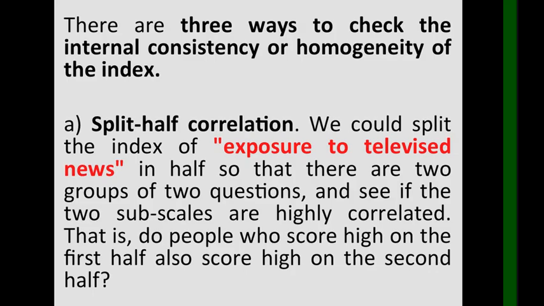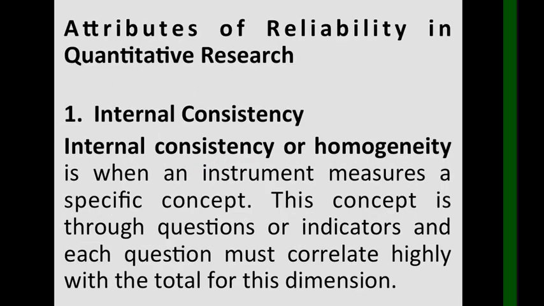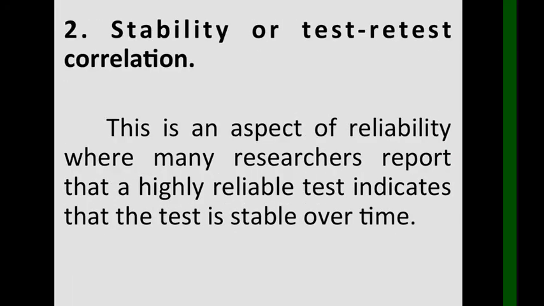Ngayon, ano yon? Ito yung tinatawag na KR20 at saka KR21, Kuder-Richardson 20 tsaka Kuder-Richardson 21 para ma-determine yung reliability or ng internal consistency or homogeneity of index of a specific research instrument. Okay? Now, punta tayo sa second part. So, yung unang attribute is internal consistency. Now, yung second is stability or test-retest correlation.